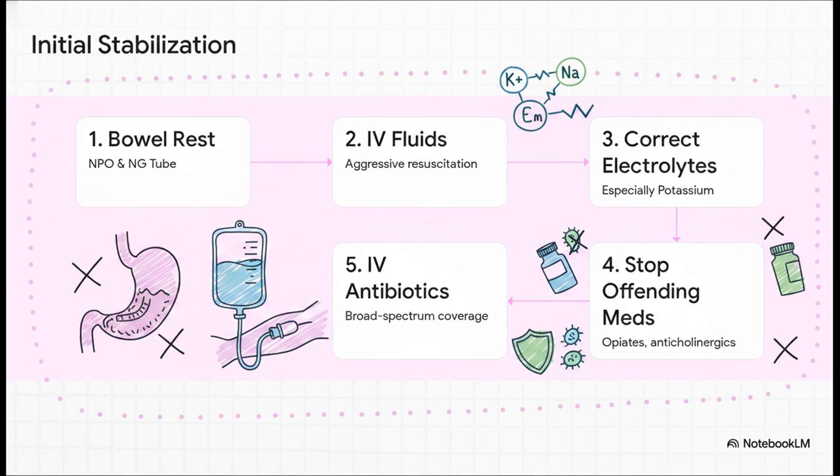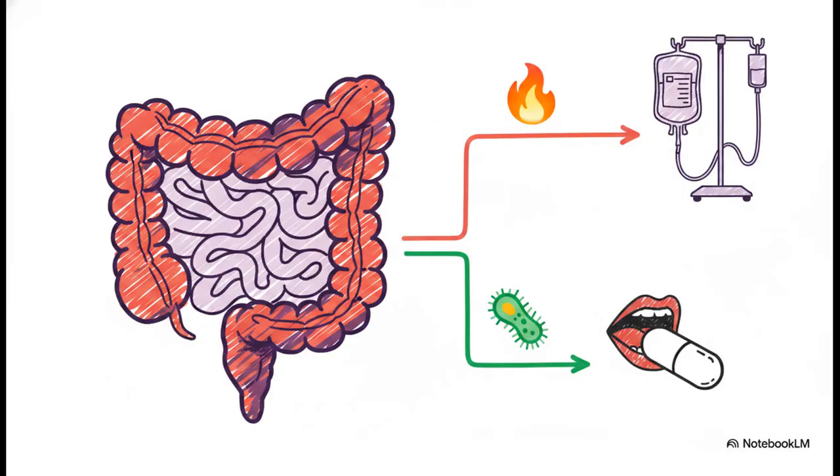You're going to make the patient NPO, nothing by mouth, and you'll probably place an NG tube to decompress the gut. At the same time, you're hitting them with aggressive IV fluids, correcting electrolytes, and stopping any of those offending drugs we talked about. And everybody gets broad-spectrum IV antibiotics to cover for the huge risk of bacteria crossing that damaged gut wall.